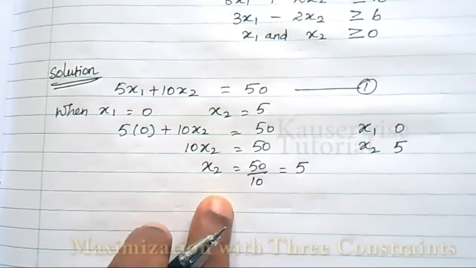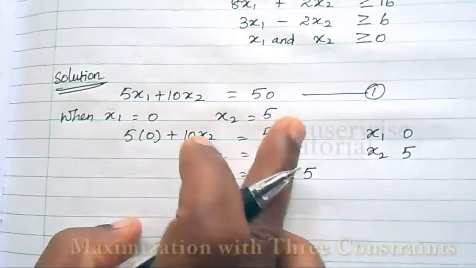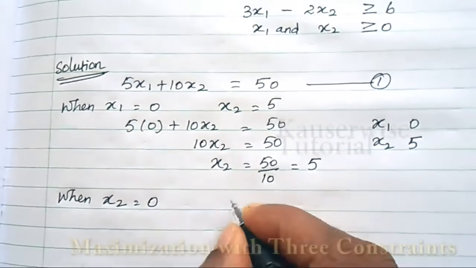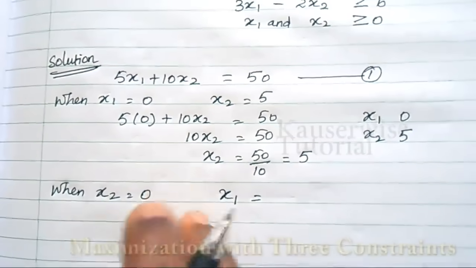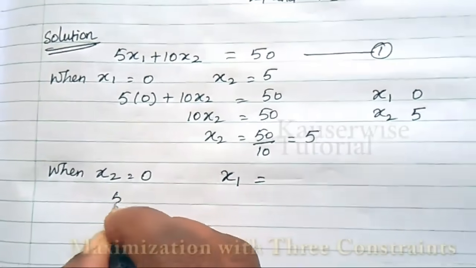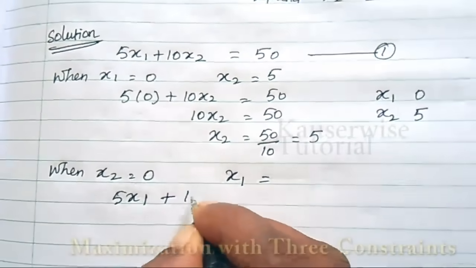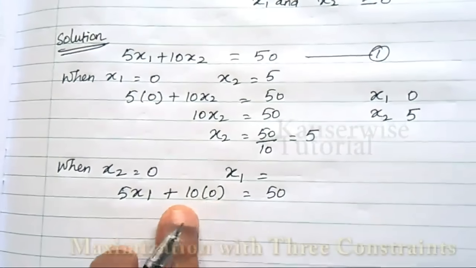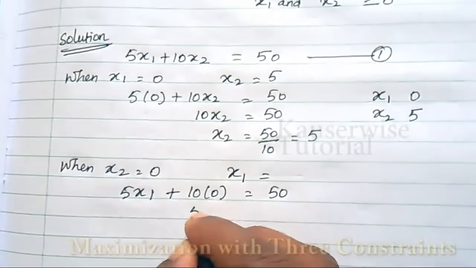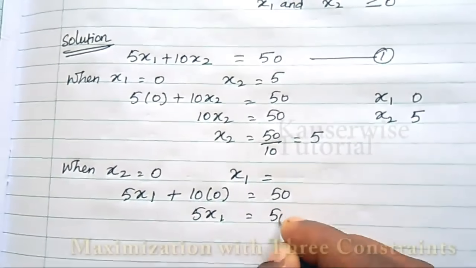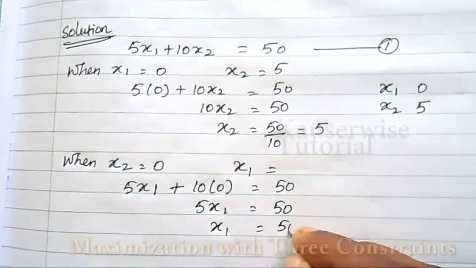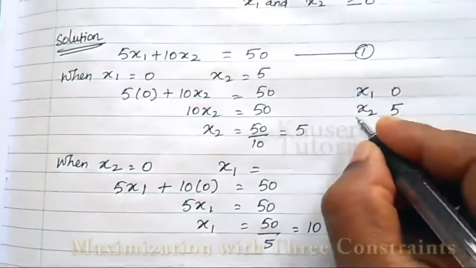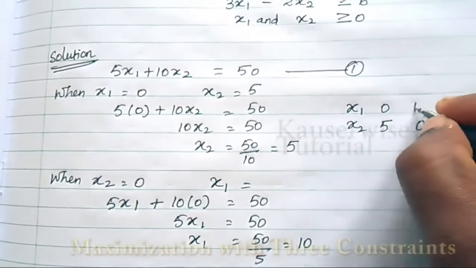In the same way, we need to find the value for x1 when x2 is 0. When x2 is equal to 0, what is the value for x1? Just apply this value in the first equation. 5x1 plus 10 x2 value is 0 is equal to 50. So 10 into 0, 0. We have only 5x1. So 5x1 is equal to 50. x1 is equal to 50 divided by 5. So what is the value? 10. So when x2 is 0, x1 value will be 10.